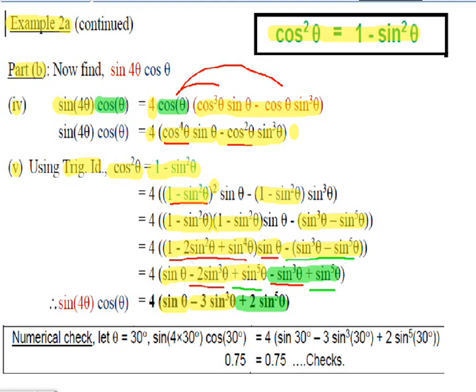If you want to undertake a numerical check, then let's let theta say, for example, 30 degrees in this case. So I simply put the 30 degrees for theta on the left hand side and evaluate the expression. That comes to 0.75, and I put theta in the appropriate places on the right hand side of the identity, and again that evaluates to 0.75. So the identity checks out.